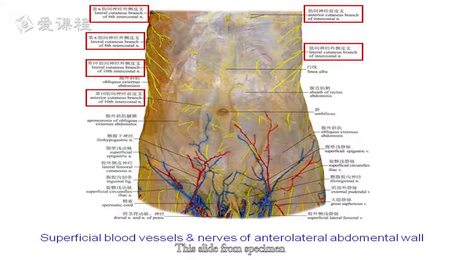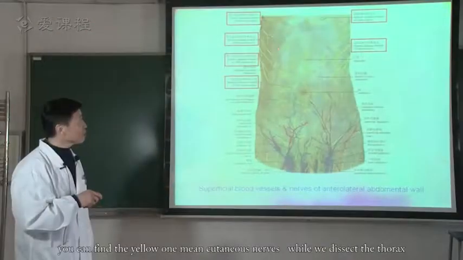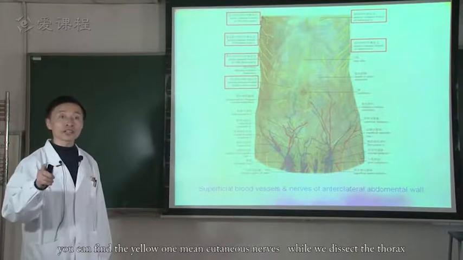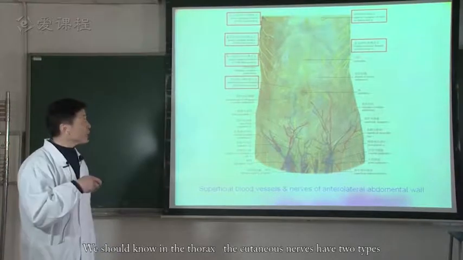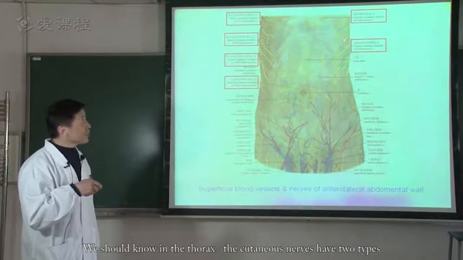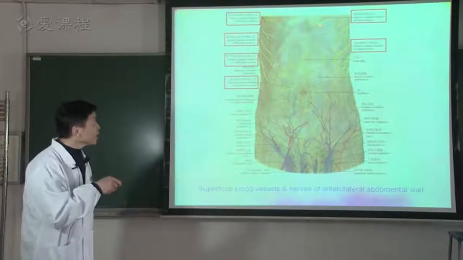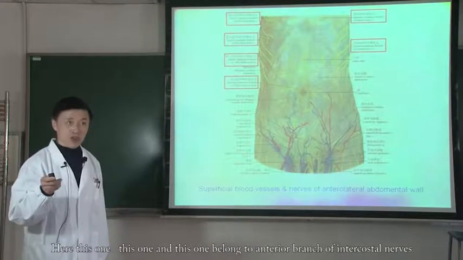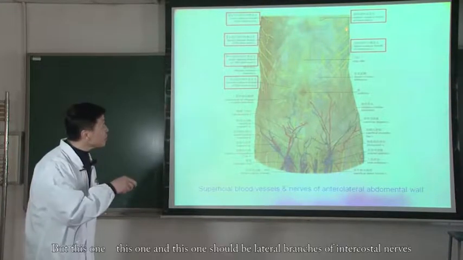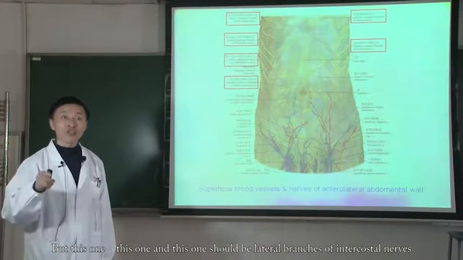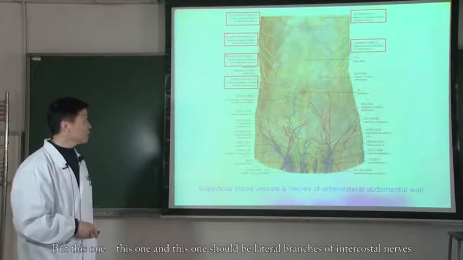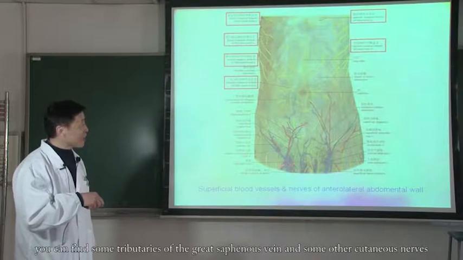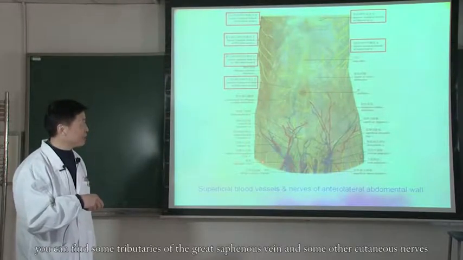In this slide from the specimen, you can find the yellow one means cutaneous nerve. While we dissect the thorax, we should know that in the thorax the cutaneous nerves have two types. This one belongs to the anterior branch of the intercostal nerve. But this one should be the lateral branch of the intercostal nerve. But here, in the upper part of the thigh, you can find some tributaries of the greater saphenous vein and some other cutaneous nerves.